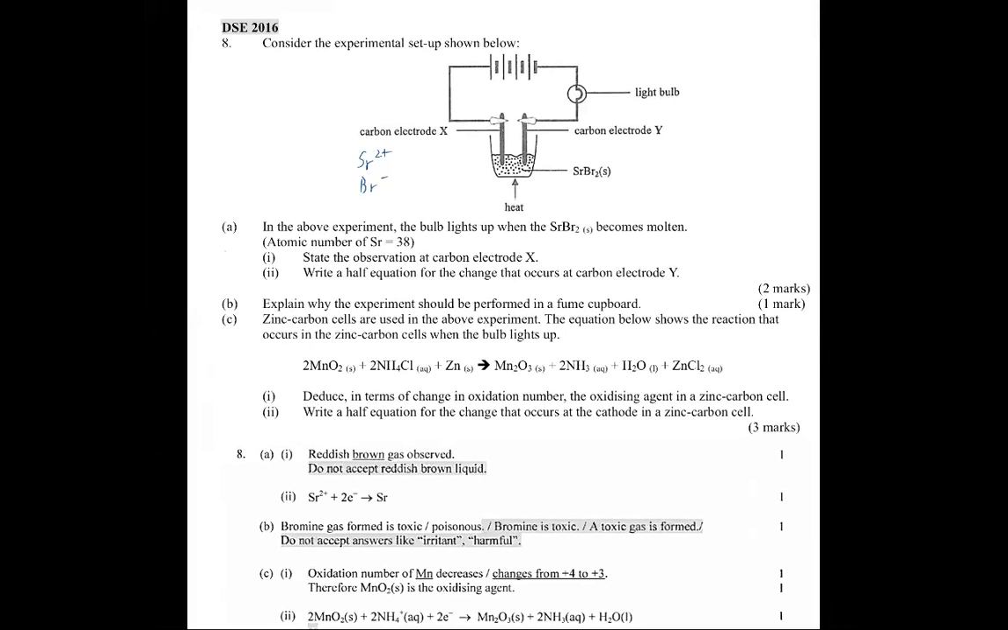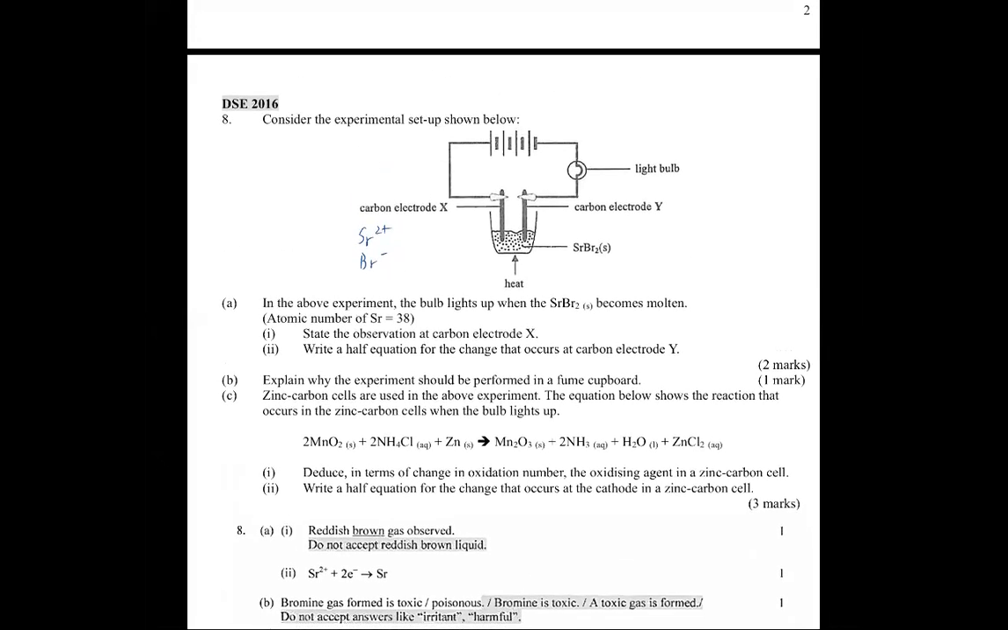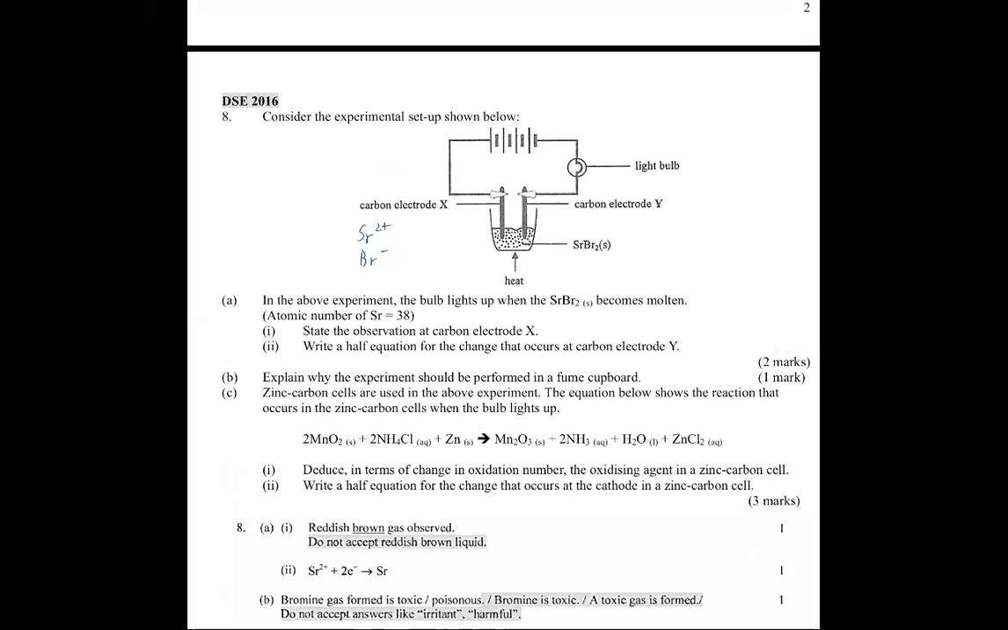X is the positive electrode, so it should be the negative ion attracted to here. So bromide ion is attracted to here, and it would be discharged to form bromine. And normally, bromine is a liquid at room temperature. But remember, we are doing it under heating. So the bromine formed at this part will actually turn into gas readily. And actually at room temperature, bromine liquid turns into gas readily as well. So it will form a reddish brown gas at electrode X.